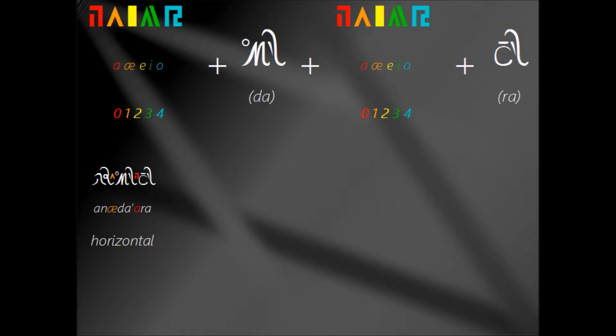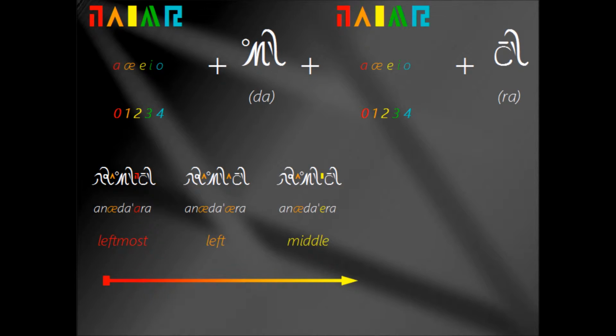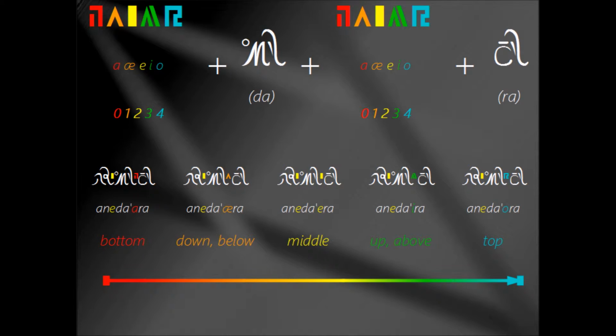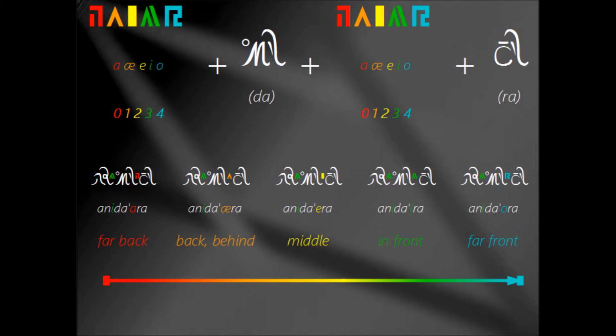Anaida ara, extreme left or leftmost, anaida aira, left, anaida era, the center, anaida ira, right, and anaida ora, the extreme right or rightmost. The second axis is the vertical axis, which gives us the words bottom, down, middle, up, and top. The third axis gives us far back, behind, middle, front, and far front.